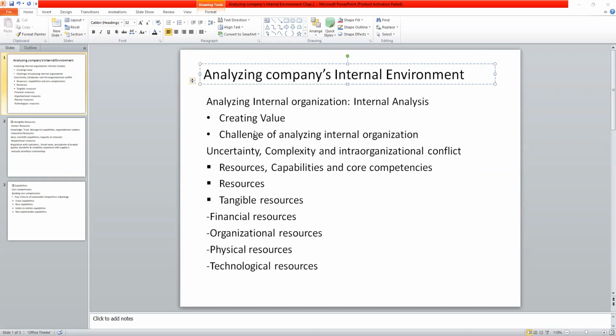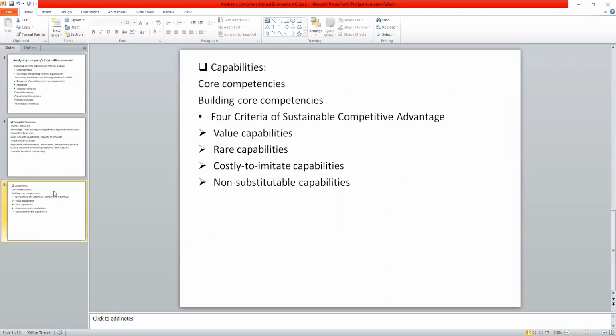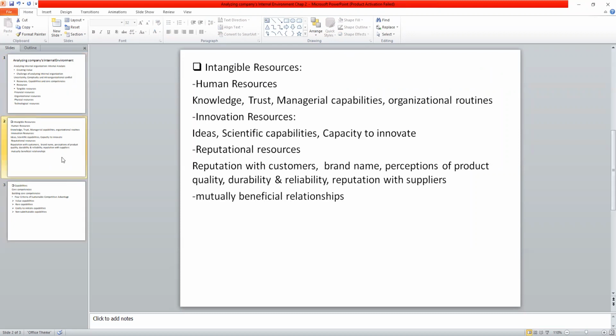Now, financial resources, organization resources, physical and technological resources are the tangible resources, while human resource, innovation resource and reputational resources are the intangible resources of the organization or of the companies.